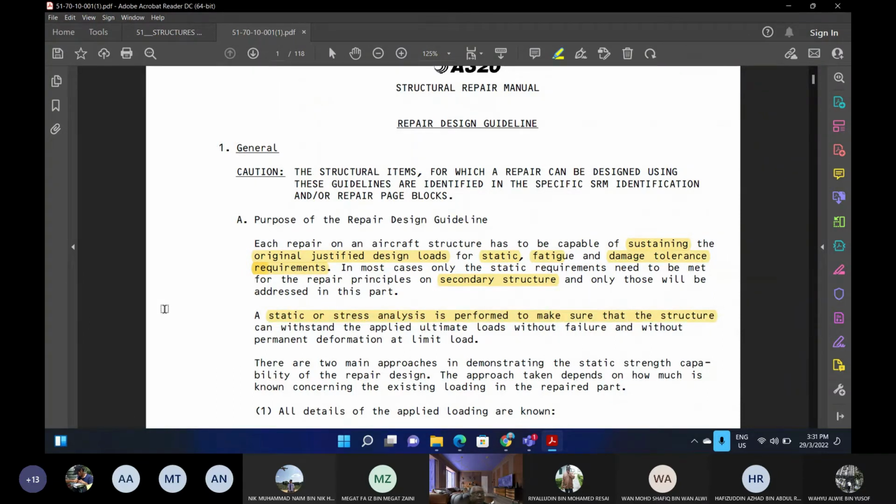So that's why you cannot run away from it. That's why I'm trying to teach you, to give as much information for you to have the skill or the competency to do the static stress analysis, because that is required. In fact, this is written in the manual. You have to do static or stress analysis. So that is the knowledge that I'm trying to impart to you, for you to be able to do this static stress analysis.